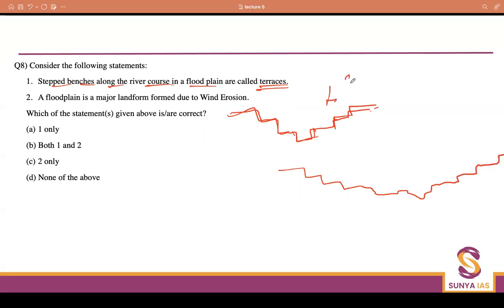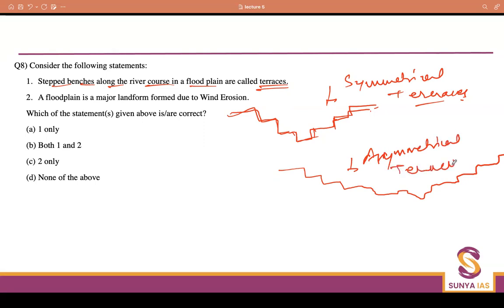So this is your symmetrical terraces. And this is your asymmetrical terrace. Symmetrical means on both sides of the bank of the river, say for example, here the river is flowing, and they have eroded these structures equally. Definitely the structure of the rock system is also important. Say for example, this is asymmetrical.